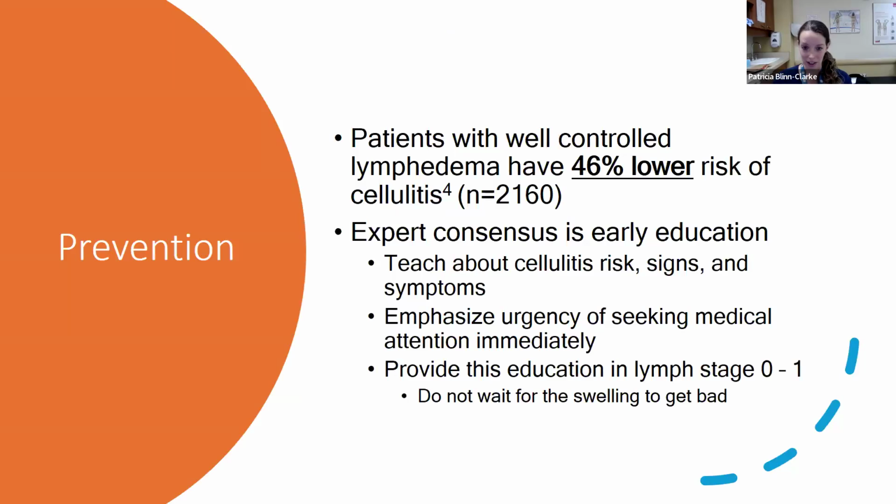In terms of prevention, which is the most important part of this webinar, it's good to note that a very recent study that came out that had over 2,000 participants noticed that patients with well-controlled lymphedema had almost half the risk of cellulitis as patients without well-controlled lymphedema. And the expert consensus is really that early education is key. So learning, doing what you can, like attending this webinar, to learn about cellulitis risks and symptoms.